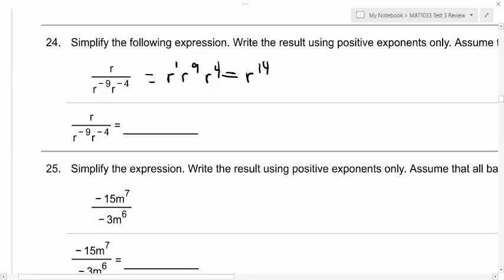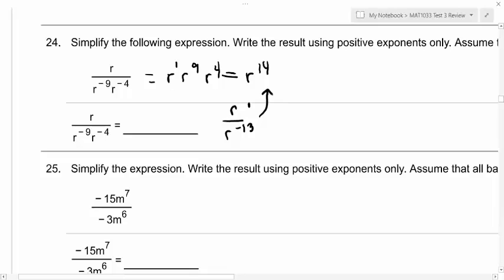Caitlin, did you do it that way? No, I did it a different way. Okay, what did you do? I did r to the 9th minus r to the 4th to get r to the negative 13th. Good. And then I added, well, subtracted, but since it's a negative, you add. So I did 1 plus 13 equals r to the 14th. Mm-hmm. Yep, because 1 minus negative 13 is really 1 plus 13.